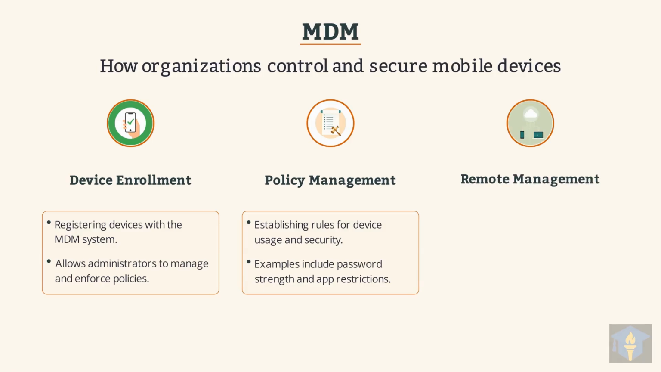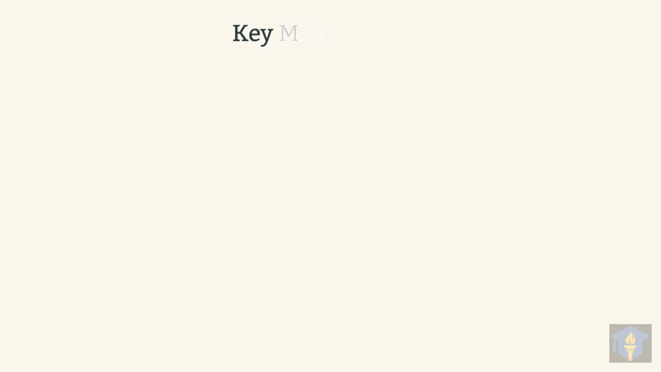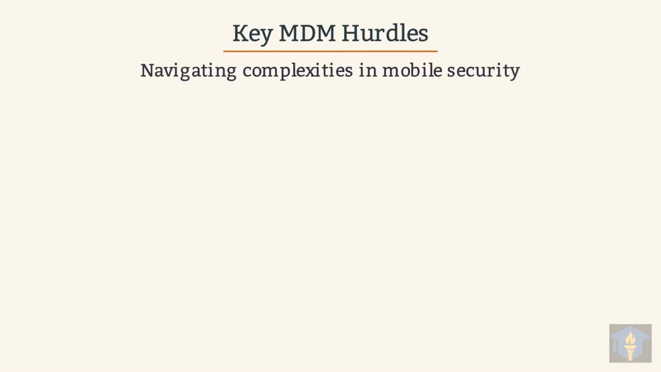Finally, reporting and analytics involve gathering crucial data on device usage and compliance status. This tracking helps monitor policy adherence and identify potential security incidents effectively. While MDM offers immense benefits, it also presents several key hurdles that organizations must overcome. It's about navigating the inherent complexities in maintaining robust mobile security across diverse environments.